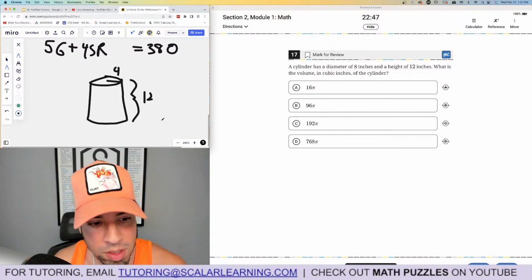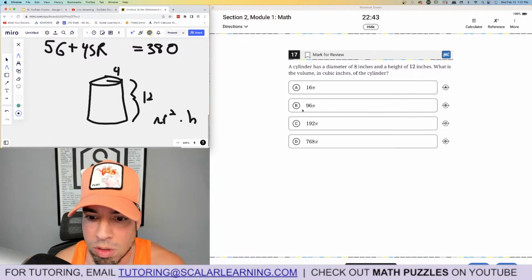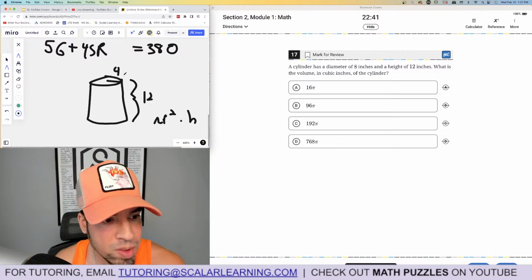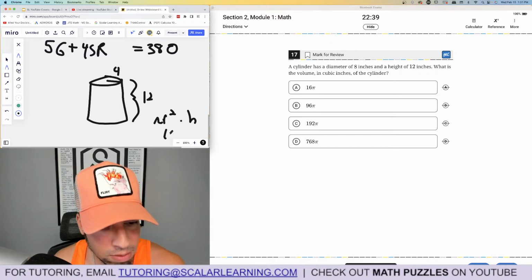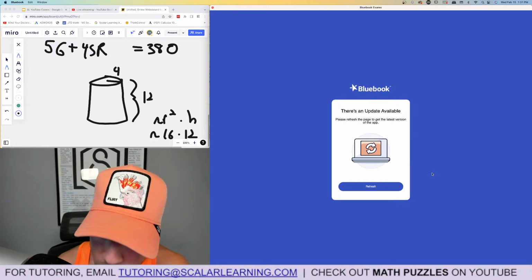So volume of a cylinder is pi r squared times height. We can just leave it in terms of pi. We don't need a calculator. So radius squared is 16, 4 squared. Height is 12, and 16 times 12 is 192. So it's 192 pi.